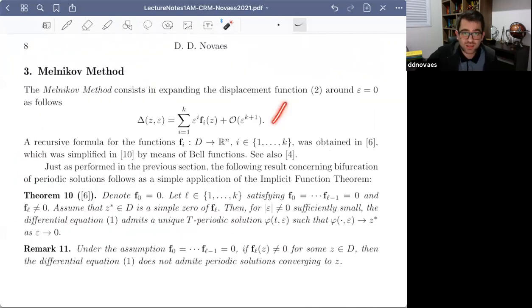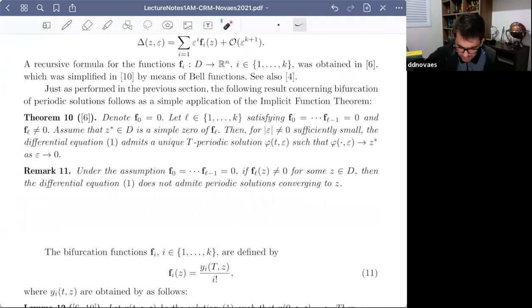Here I'm assuming that we already have the displacement function of the original difference equation. We already have this expansion, okay? I'm assuming that. An important remark that I would like to stress here, which is also true for the previous case, is that under this assumption, if fl of z is distinct from 0 for some z in the domain, then the differential equation 1 does not admit periodic solutions converging to z.